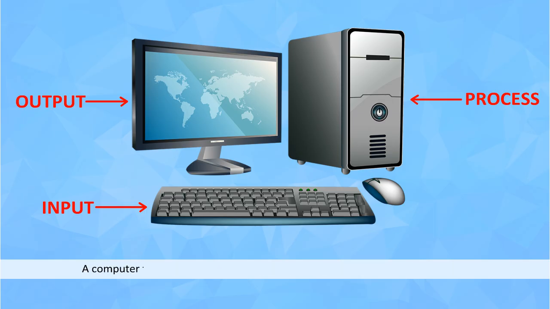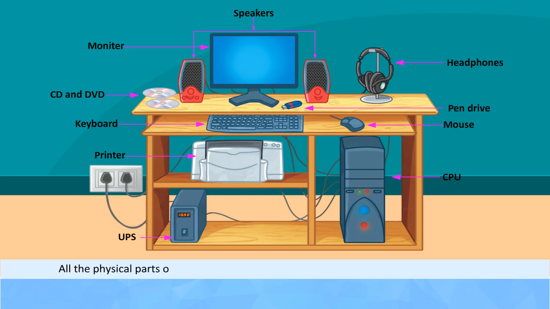A computer follows 3 stages using its hardware and software parts. Hardware: all the physical parts of a computer which can be seen or touched are called hardware. The hardware parts are further classified into input devices, processing device, output devices, and storage devices.